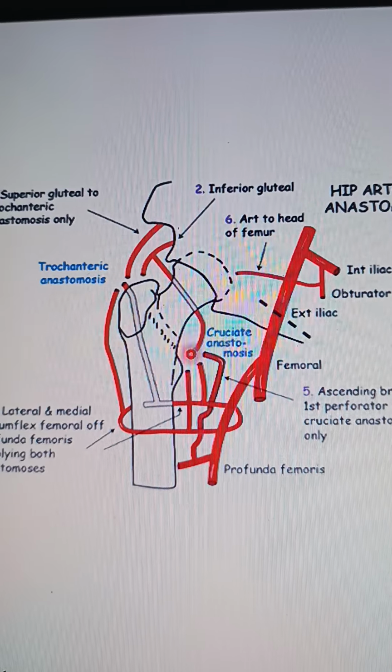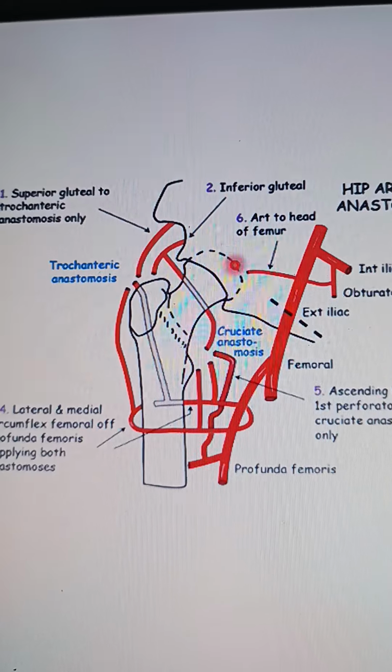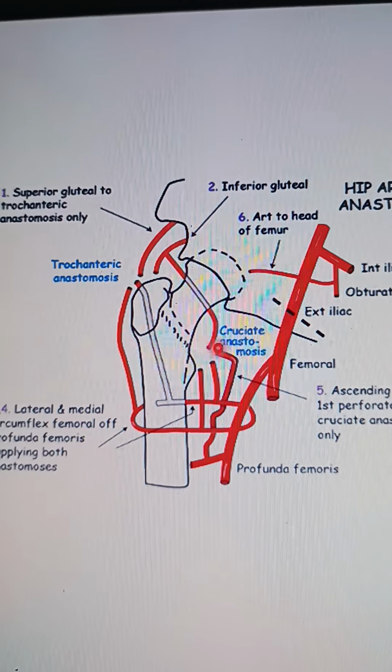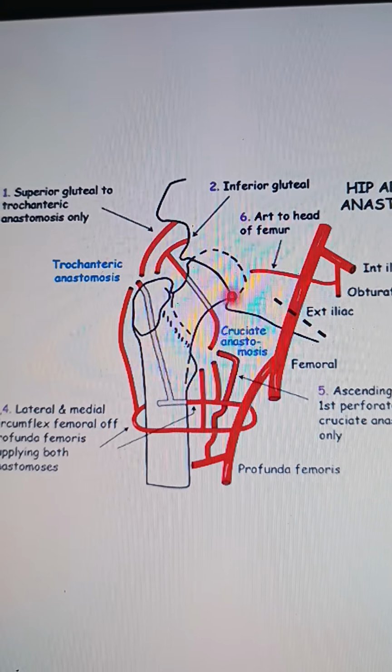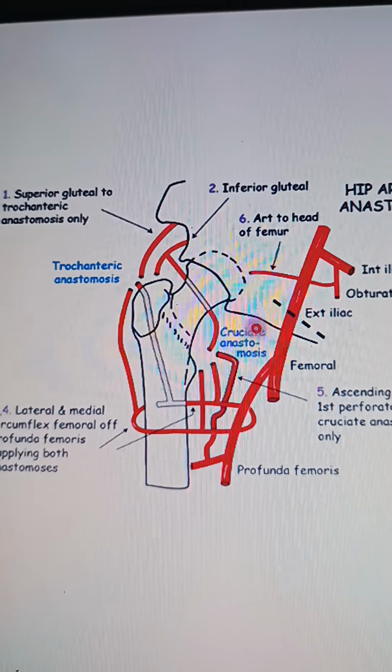So now what happens if there's an obstruction here? It will lead to avascular necrosis of the hip joint, which is a serious condition leading to death of the tissue and bone in the hip. So that is why the cruciate anastomosis is very important.